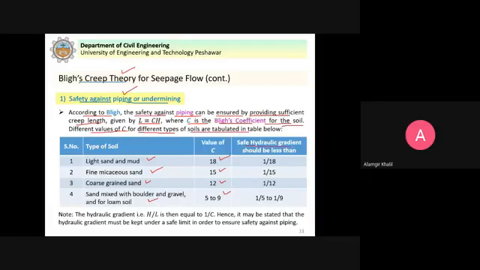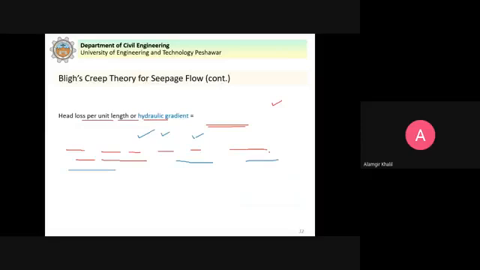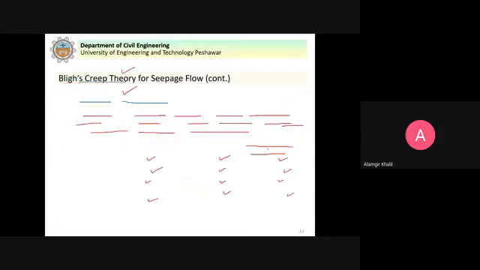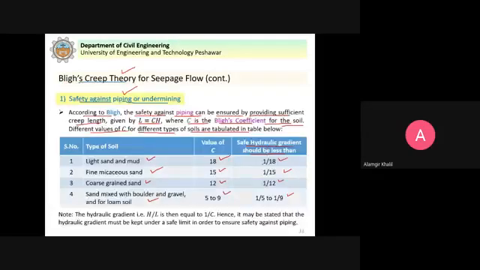And the safe hydraulic gradient should be less than this value. Why 1/18, 1/15, 1/12 and so on? The gradient here that we discussed, the hydraulic gradient, the values that we have, should be less than these values. Less than 1/18, less than 1/15 for these types of soils, to have safety against piping for that structure.